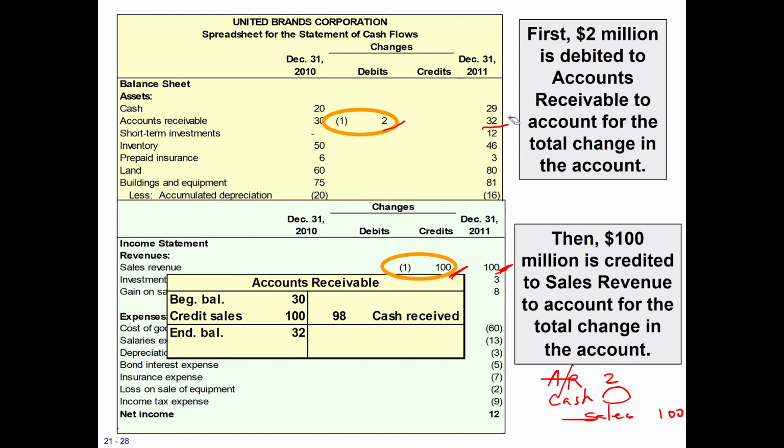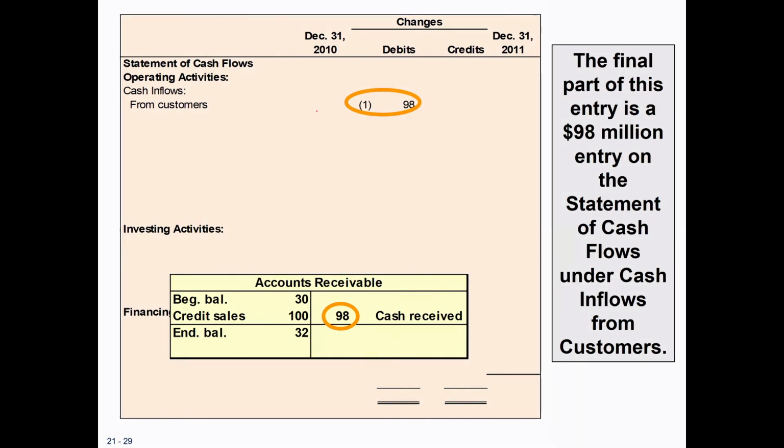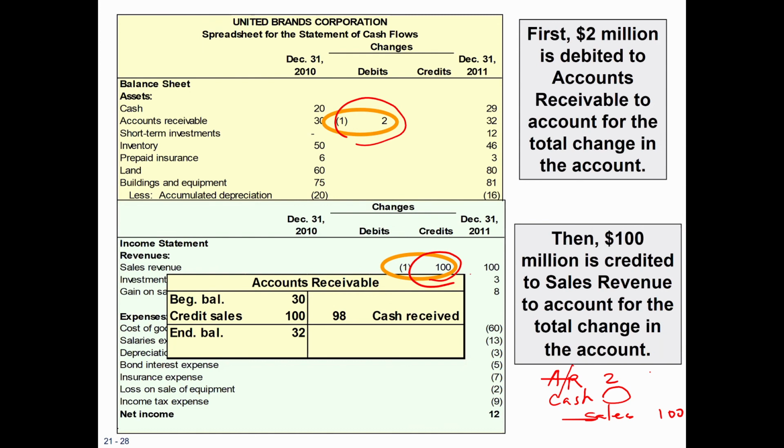So what do we do here in this case? See, we debit accounts receivable. We credit 100 to sales revenue, and then we debit 98 to cash. That's it. That's the spreadsheet we talk about, and that's the summary journal we talk about here. But we write it down in the spreadsheet directly.